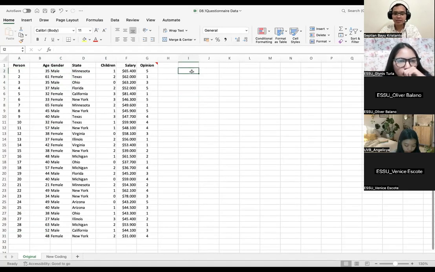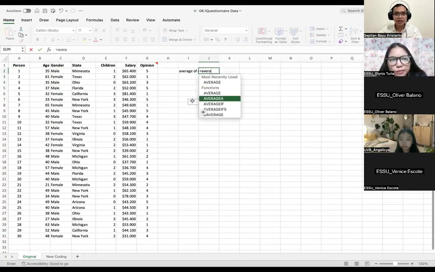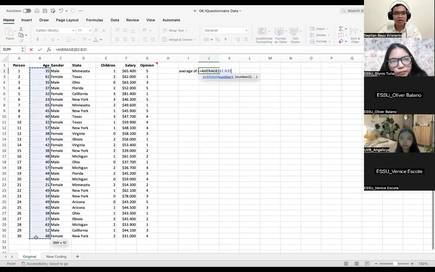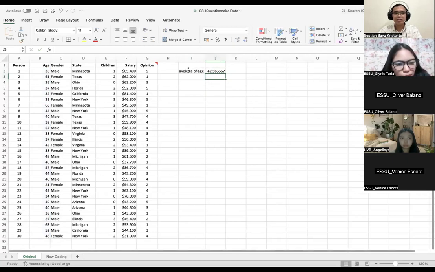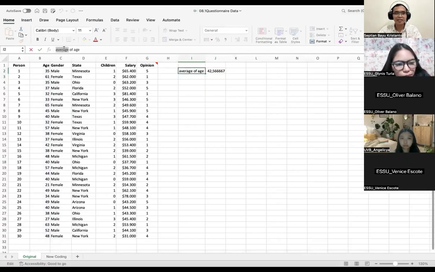Let's find the average of the age. We can find it with a formula like this one, the average, and you can select all of your data. We find that the average, or the mean, of the age is 42 years.